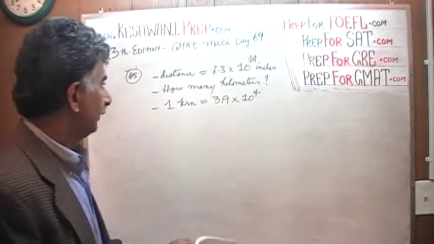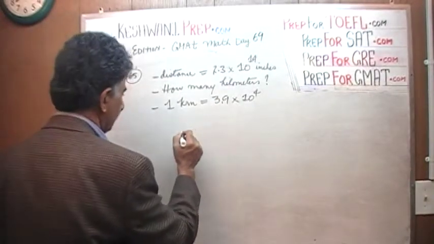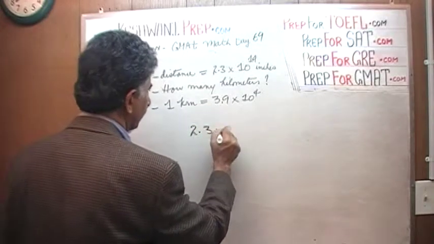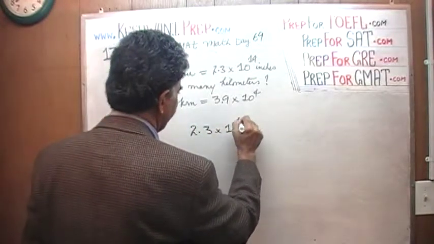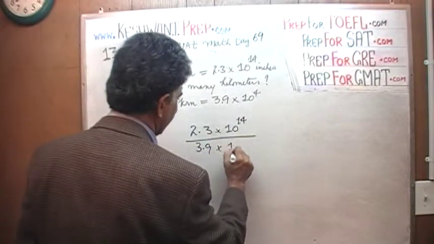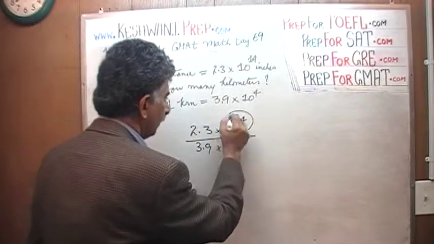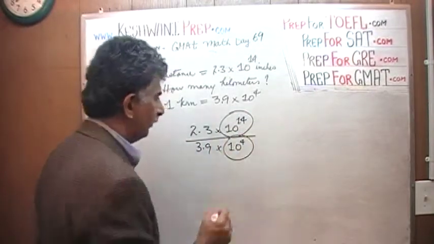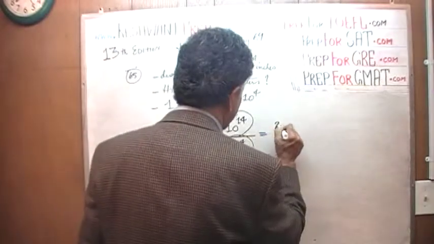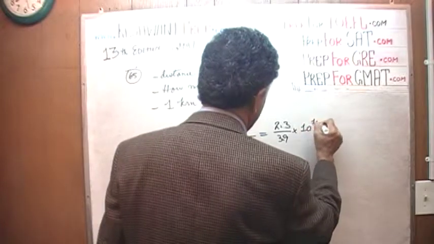So that's all it is. If 1 kilometer equals that much, and this is how much total is, all we have to do is divide. In order to figure out the distance, we just have to divide one by the other. 2.3 times 10 raised to 14 over 3.9 times 10 raised to 4. Now 10 raised to 14 divided by 10 raised to 4 is simply 10 raised to 10. So we end up with 2.3 over 3.9 times 10 raised to 10.